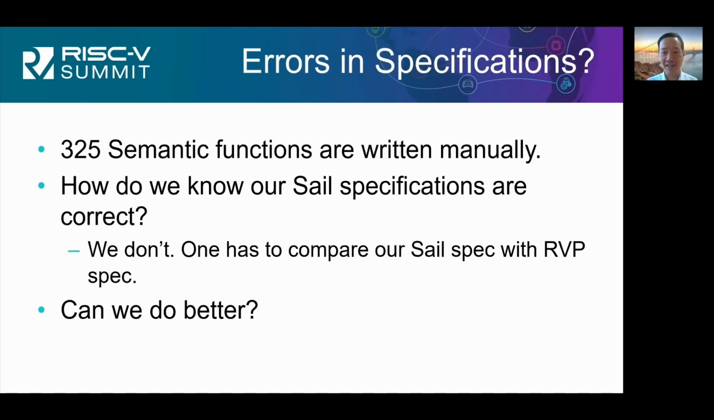Now, the problem is they are still written manually, okay, and humans make errors. So how do we know our CL specifications are actually correct? So the truth is we actually don't know, because the bottom line is our CL spec must be the same as the RVP spec, and it takes time to examine them or to compare them one by one. Okay. Now, before that, can we do better? Before we compare each and every specification in RVP, can we detect errors very quickly after we write our semantic functions?